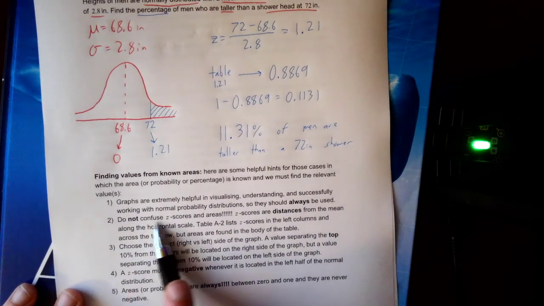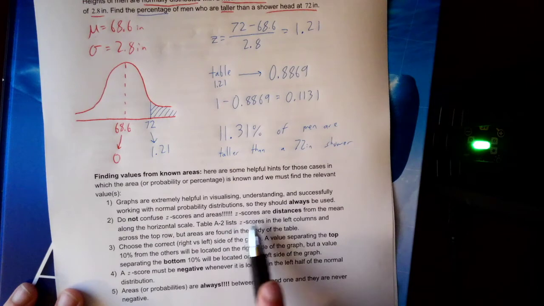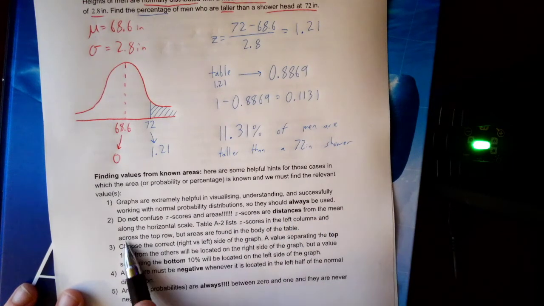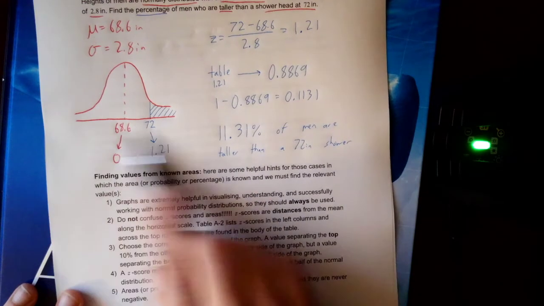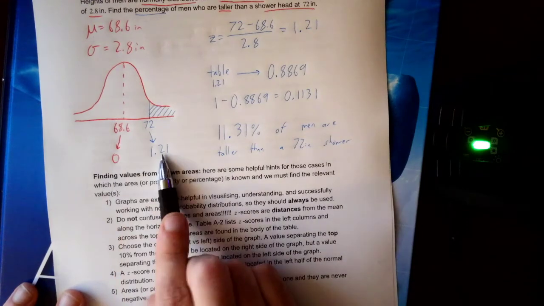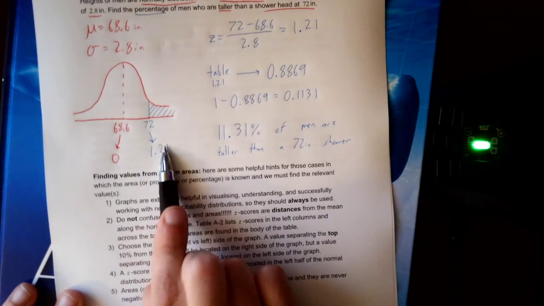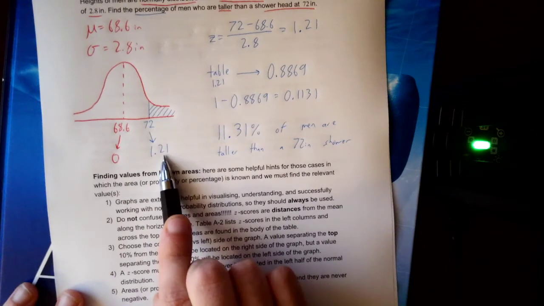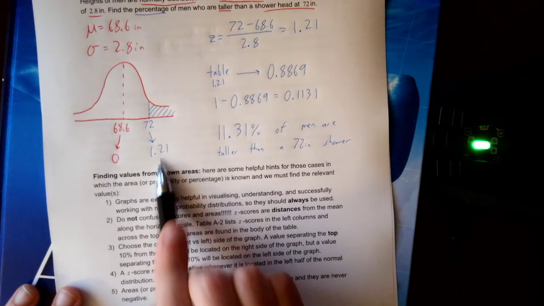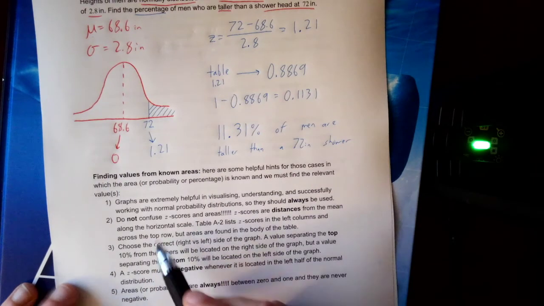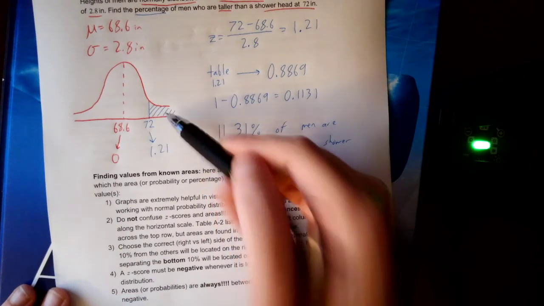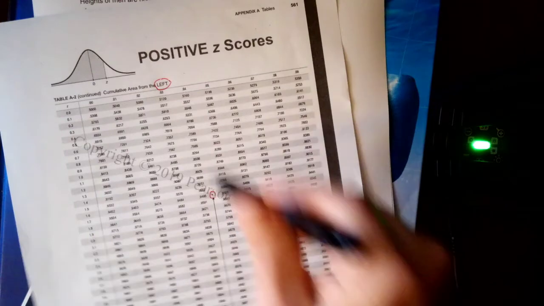Also, do not confuse z-scores and areas. Z-scores are distances from the mean on the horizontal scale, right? 0 and 1.21. These were z-scores. It is 1.21 standard deviations from 0. That's what the z-score means. The areas are the shaded portions, right? Remember, the table outskirts are z-scores. The table guts are areas.